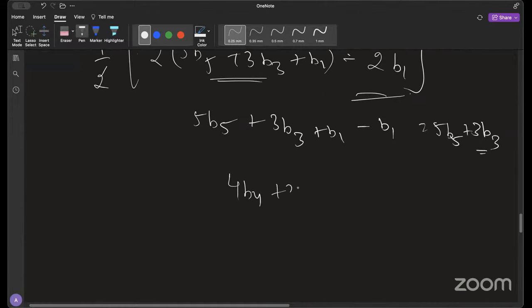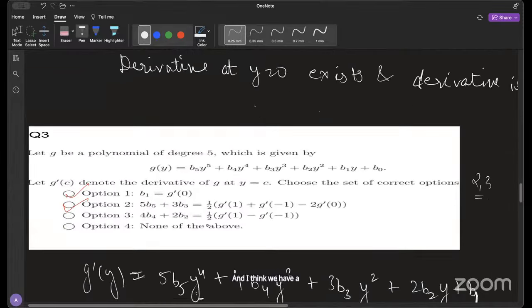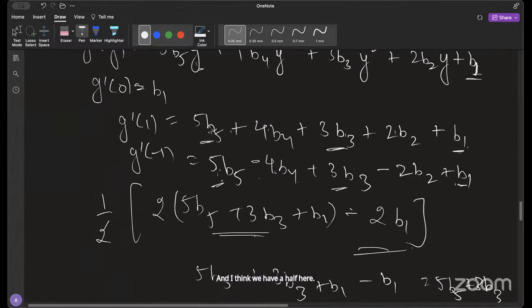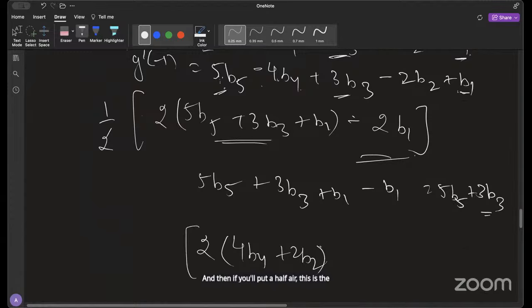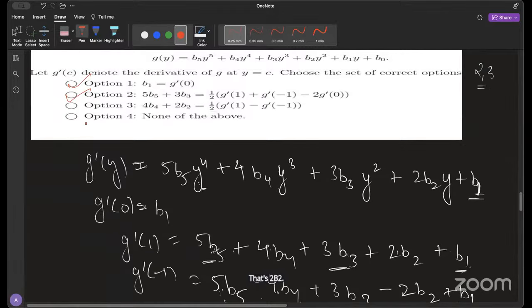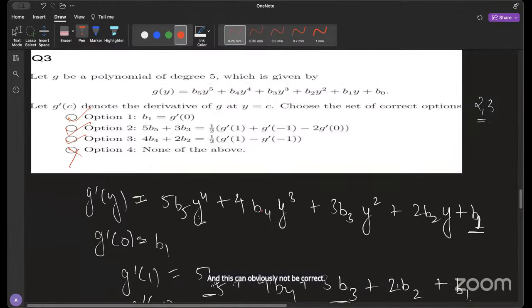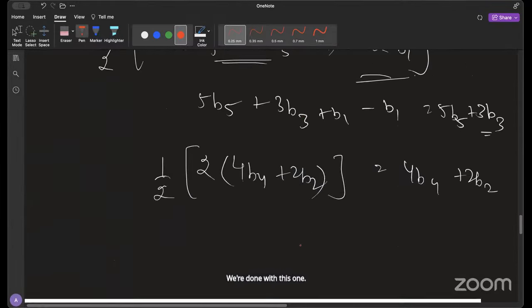So we'll be left with 4b4 plus 2b2, 2 times. But I think we have a half here. Yeah. And then if you put a half here, this is the value of g dash 1 minus g dash of minus 1. If you put a half here, you will get 4b4 plus 2b2. That means this option is also correct. And this can obviously not be correct. We're done with this one. This one was an easy question.